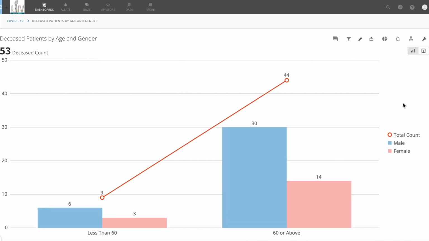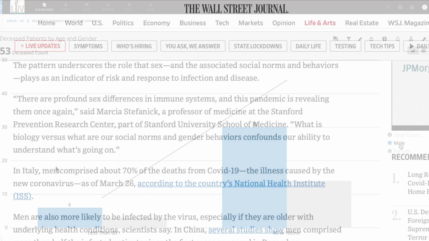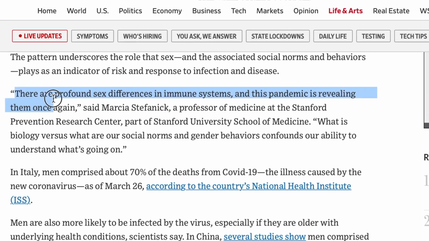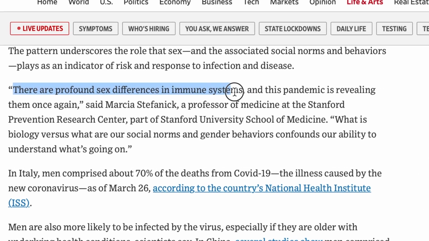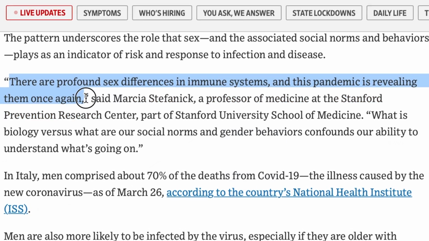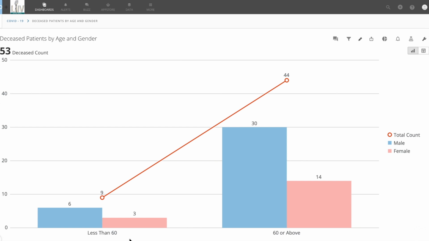Let's shift our focus to gender. As you can already see from the graph, the blue bars on both age groups are higher than the pink bars. This suggests that most COVID-19 deaths were suffered by males. A professor of medicine at Stanford said, there are profound sex differences in immune system, and this pandemic is revealing them once again. So, it has something to do with the immune system differences between male and female.